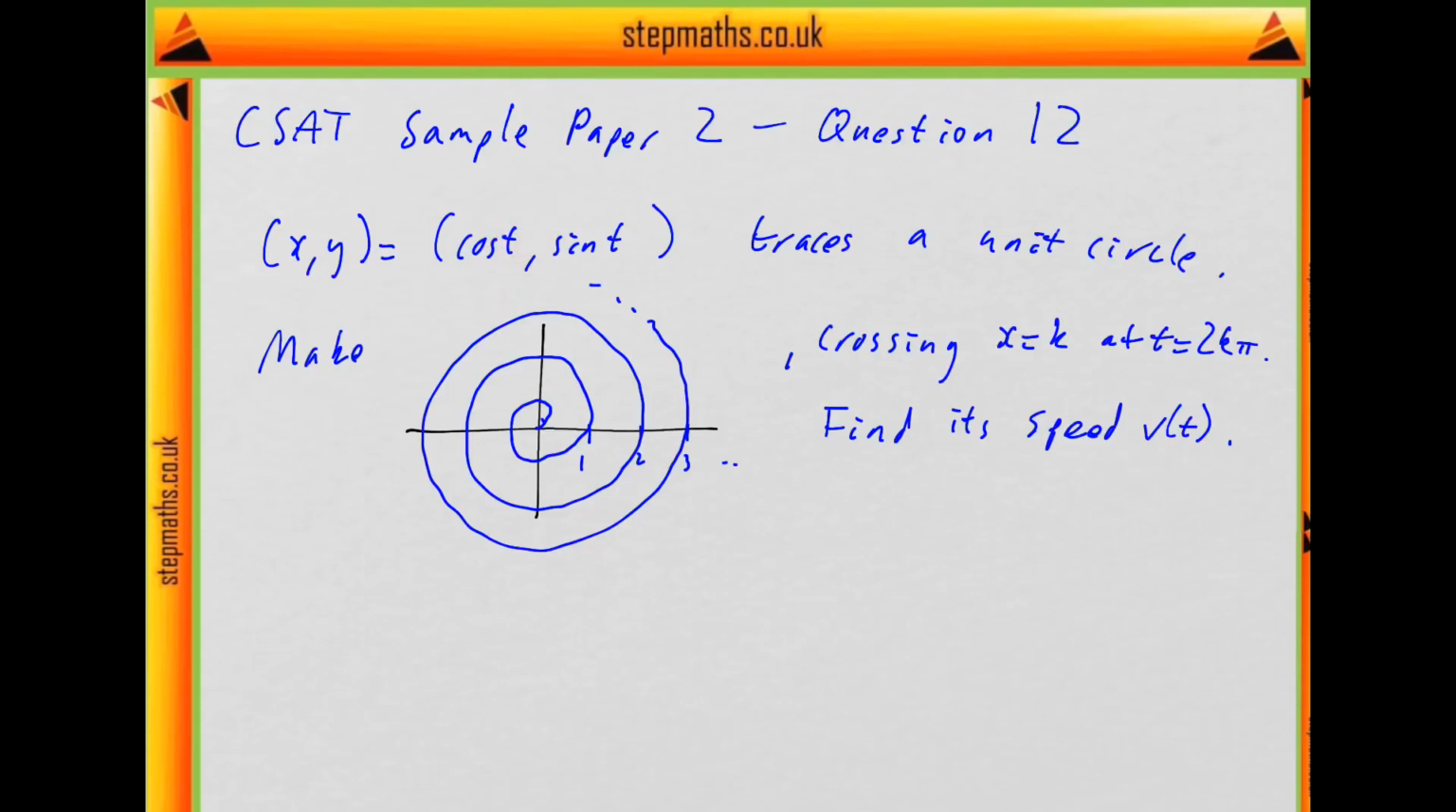And we're asked to make a spiral that starts at the origin and then crosses the x-axis at 1, and then at 2, and then at 3, etc. And we're asked for it to cross when the time is 2kπ. So, for instance, it crosses at 1 when t is equal to 2π, at 2 when t is equal to 4π, etc. And we're asked to find the speed of a point on this curve as time goes by, if you imagine a point or an object tracing out the curve. So if you want to have a go at this question yourself, pause the video now.